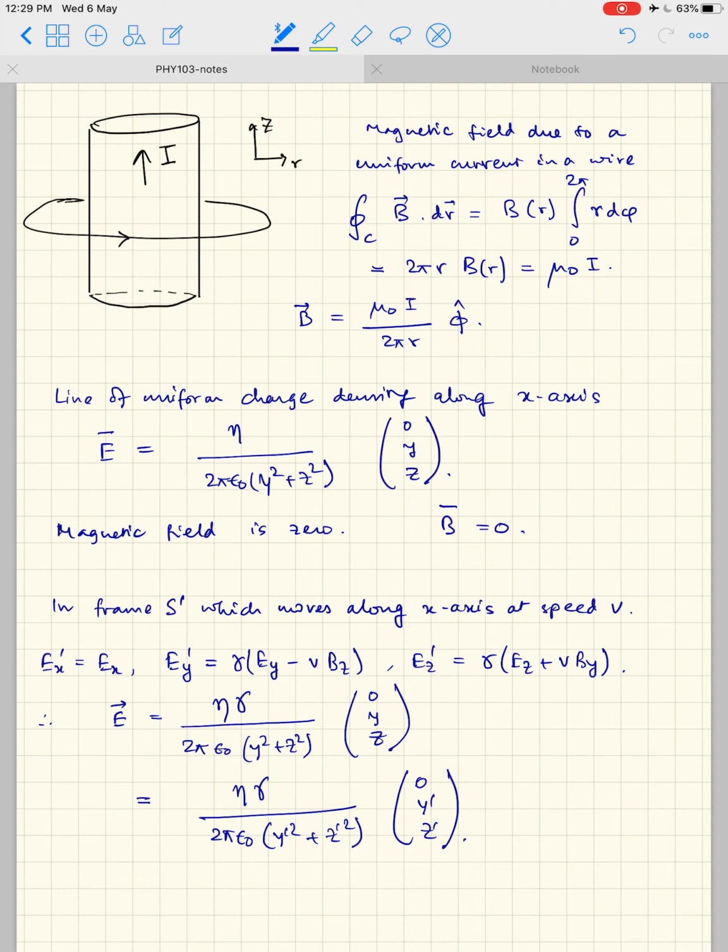So what has happened is, due to this velocity, the observer in the frame S prime, which is moving at a velocity v with respect to the frame S, sees the charge density in the wire change due to Lorentz contraction. In S prime the charge density becomes eta prime equal to gamma eta, and hence there is this change in the electric field.